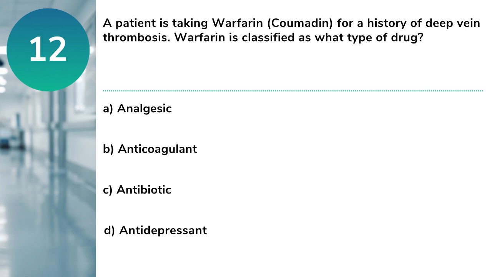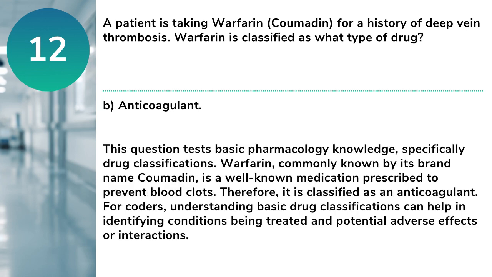Answer: B. Anticoagulant. This question tests basic pharmacology knowledge, specifically drug classifications. Warfarin, commonly known by its brand name Coumadin, is a well-known medication prescribed to prevent blood clots. Therefore, it is classified as an anticoagulant. For coders, understanding basic drug classifications can help in identifying conditions being treated and potential adverse effects or interactions.